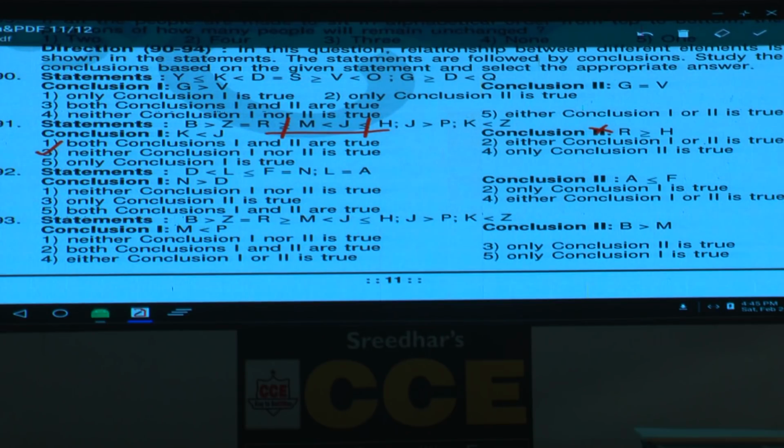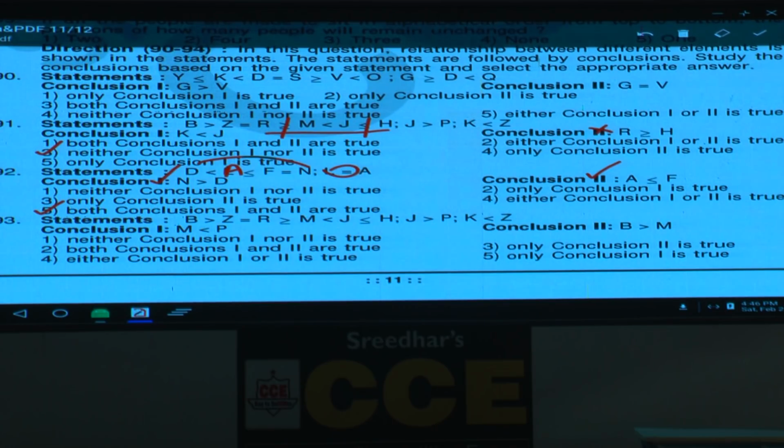Now between D and N, if you observe here, D lesser than N is definitely true, N greater than D is true. Then coming to conclusion 2, A lesser than or equals to F. Now F is here, A is here. Now L equals to A, hence in the place of L we can take it as A lesser than or equals to F is also true. Hence both the conclusions are true, both 1 and 2, that is choice 5.